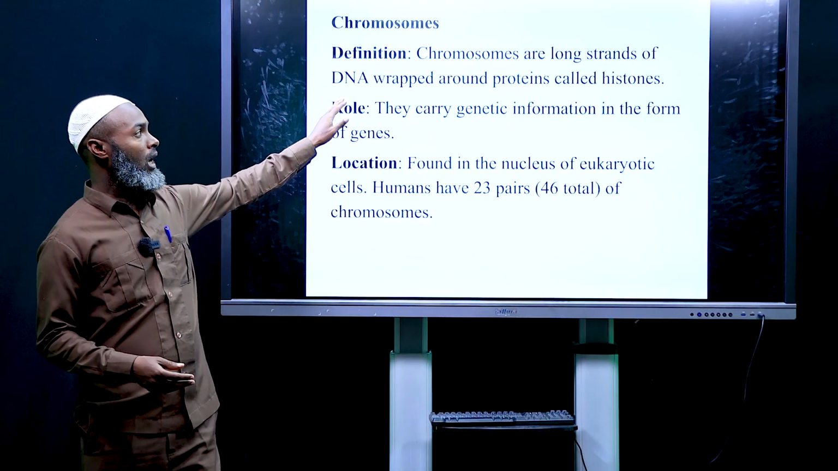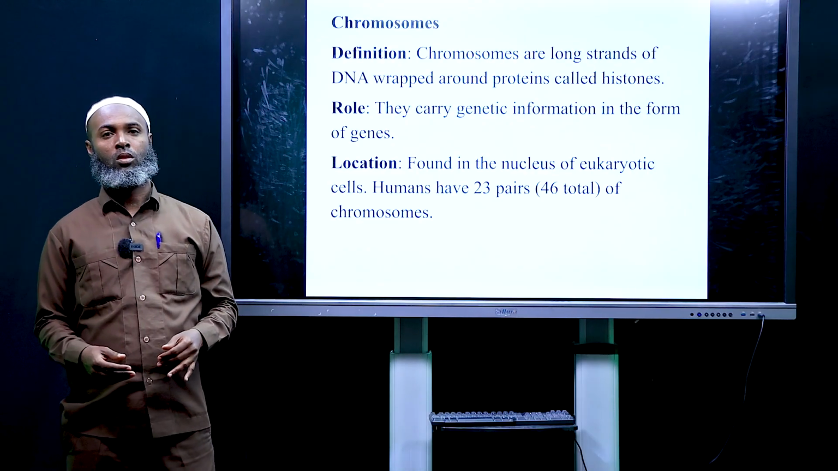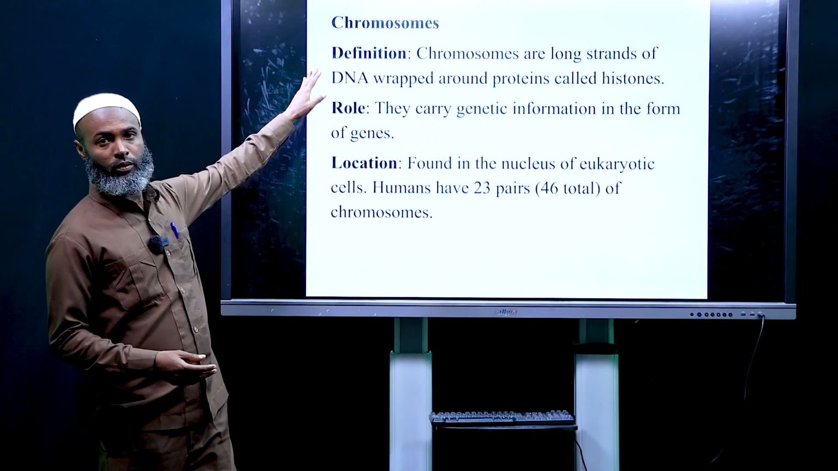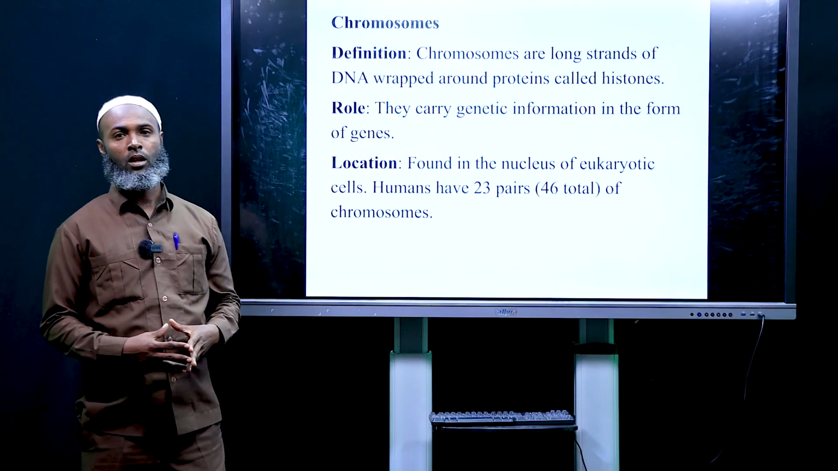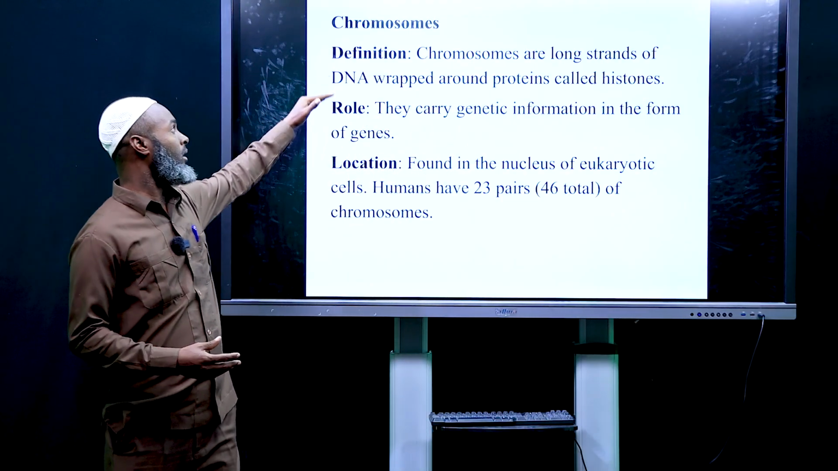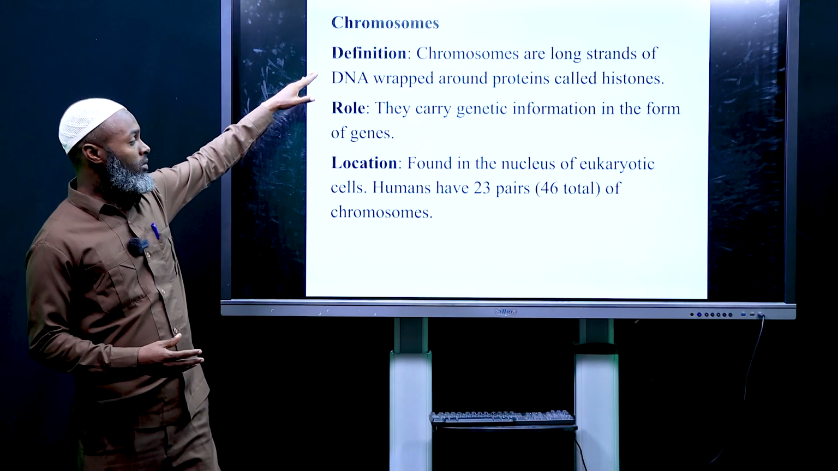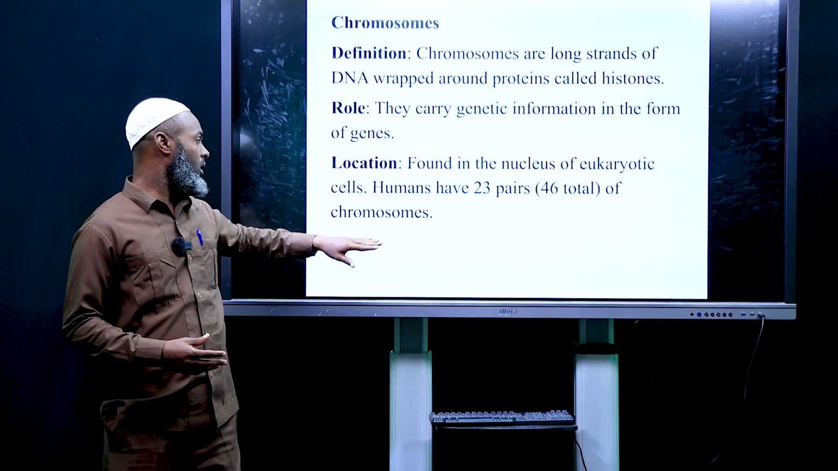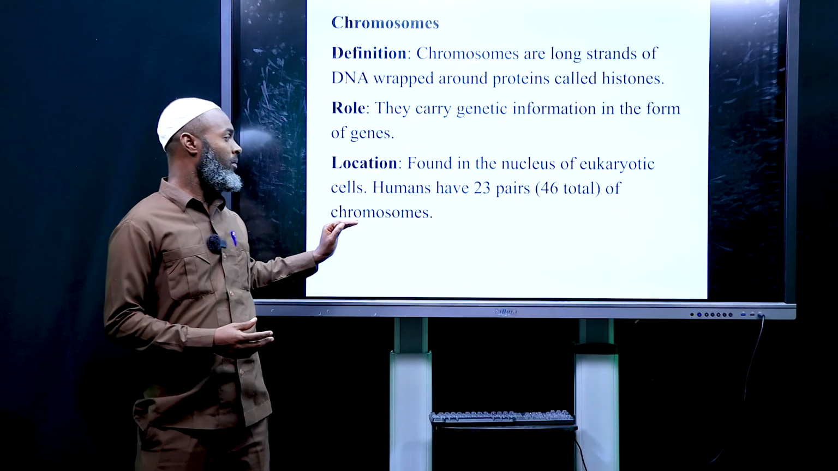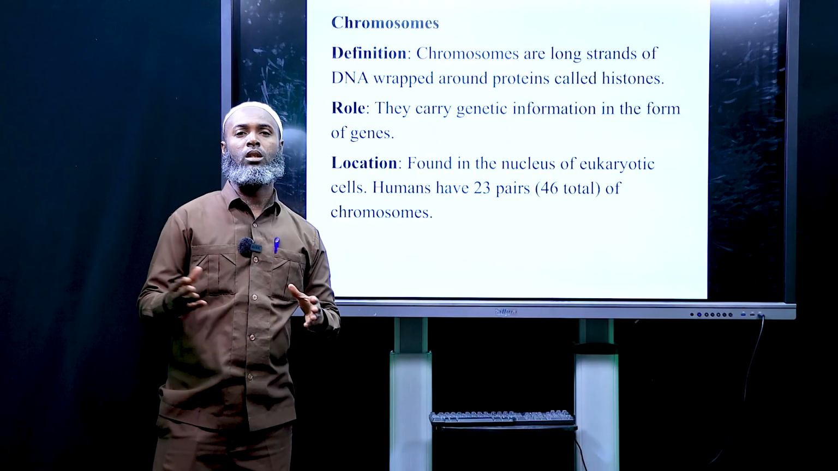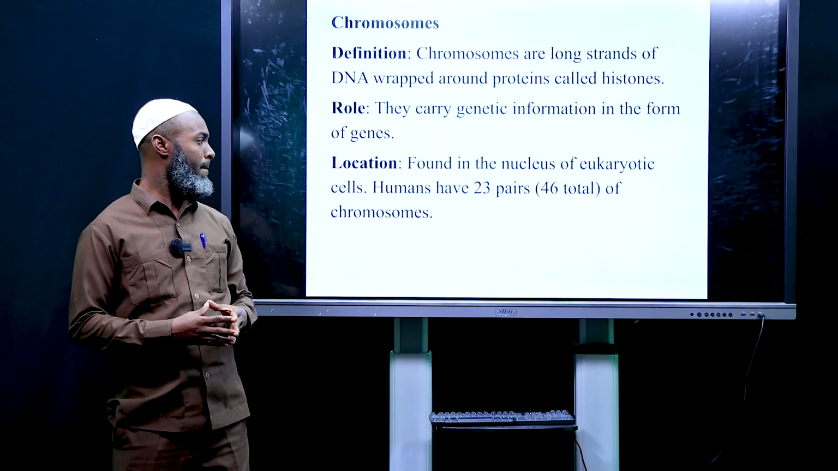Chromosome is long strands of DNA wrapped around protein called histone. The role of chromosome is to carry genetic information in the form of genes. So genes are carried by chromosome. Chromosomes are located in the nucleus of eukaryotic cells. Human beings have 46 chromosomes, 23 from mother and 23 from father.